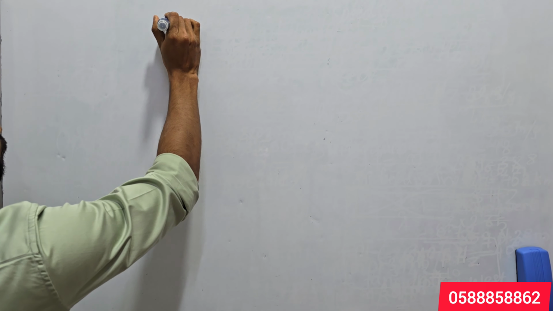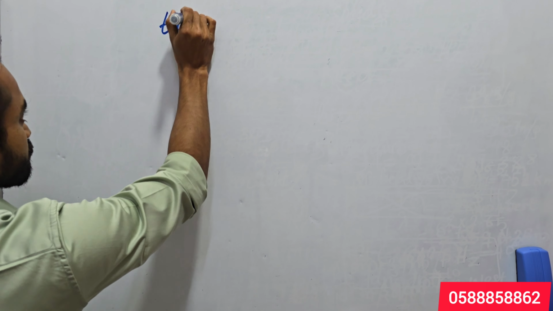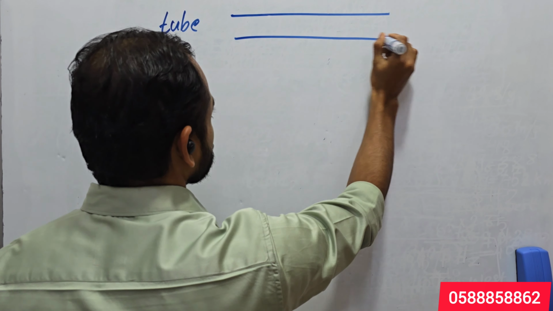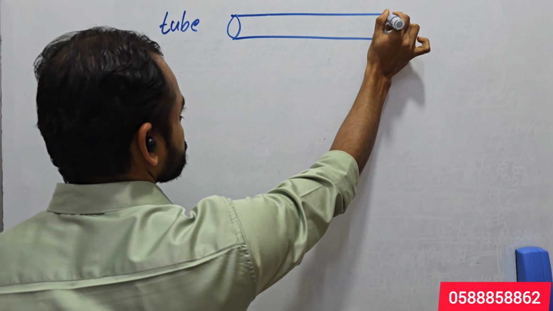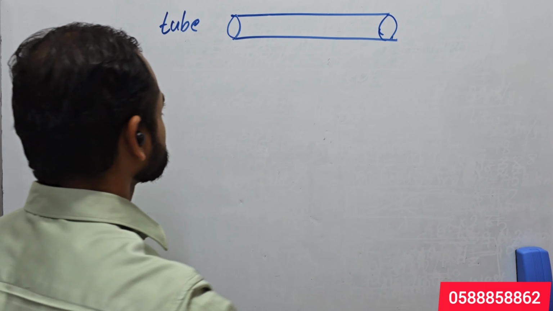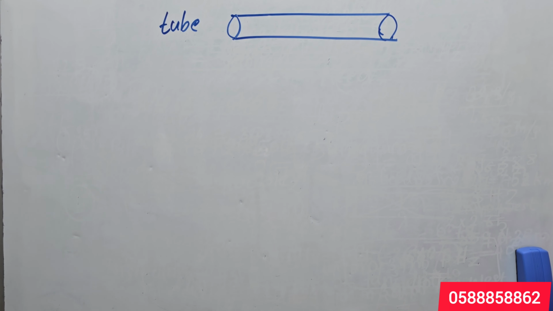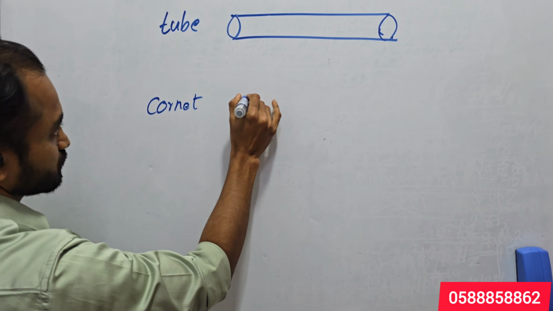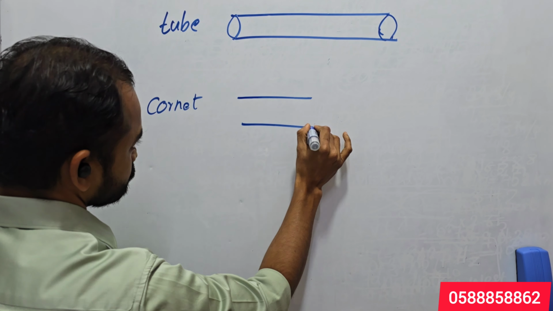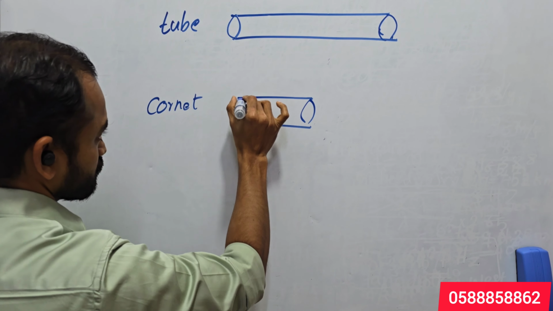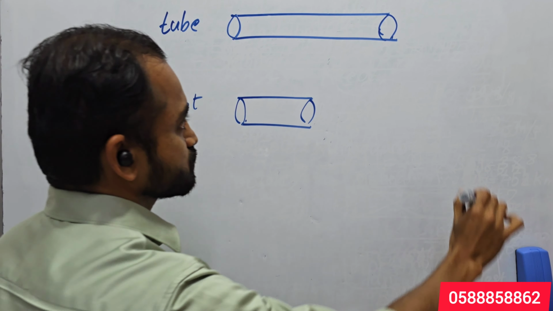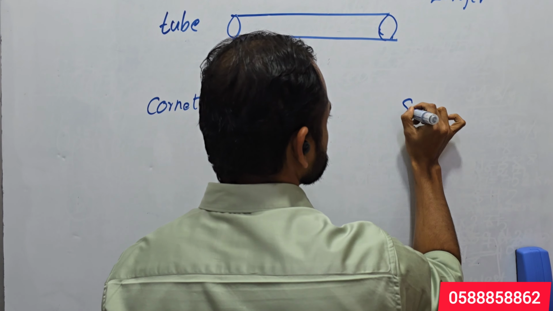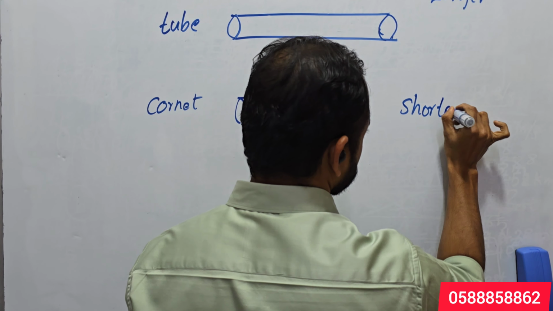So the tube of tuba, not exactly like this, but I just want to show you the length. So this I will draw shorter. Okay, this one is longer. Question, why longer? This one is shorter. Question, why shorter?